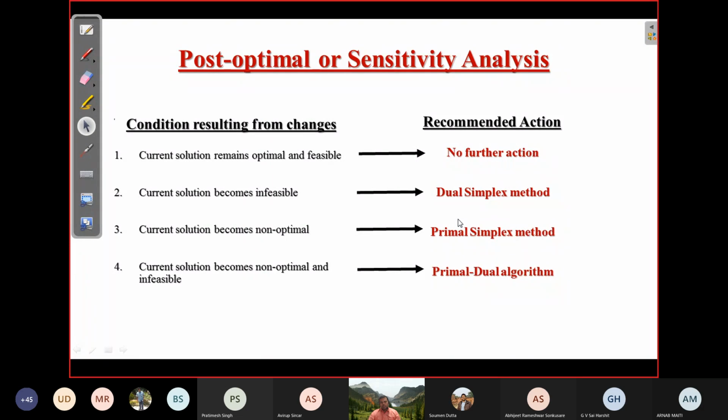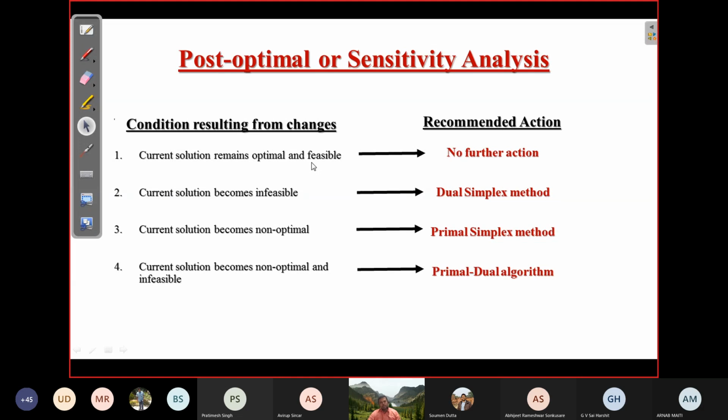So far we have understood that if we change certain parameters of the given problem, and the current solution remains optimal and feasible. So you have found an optimal solution and then you change certain parameters, like objective values, right hand side, or any other thing. But still this current solution, the current corner point which you have obtained, remains optimal and feasible, then no further action is needed, right? Because you have the same optimal solution. You don't need to recompute it. Fine. This is well understood and easy to understand also, right?